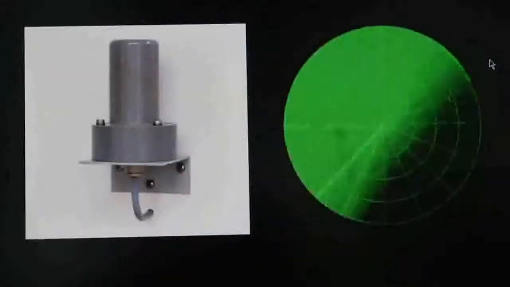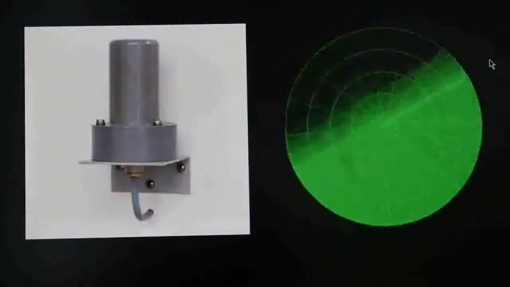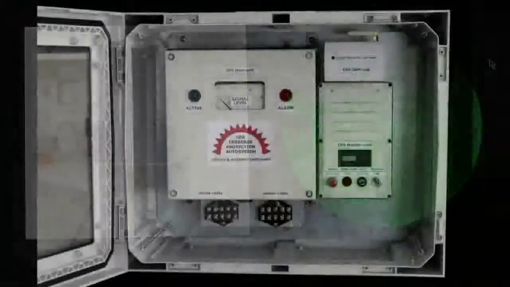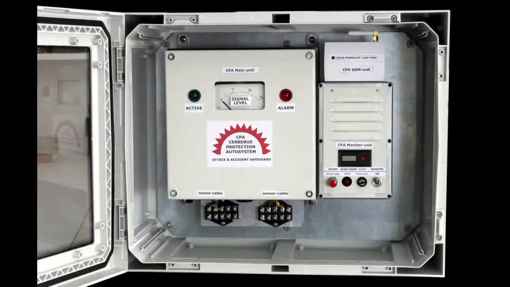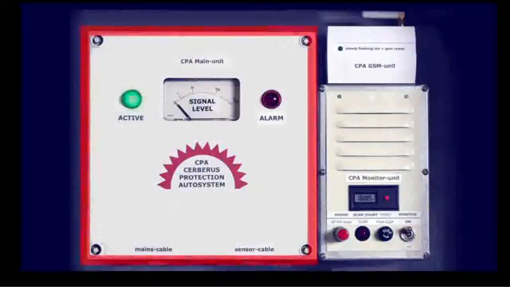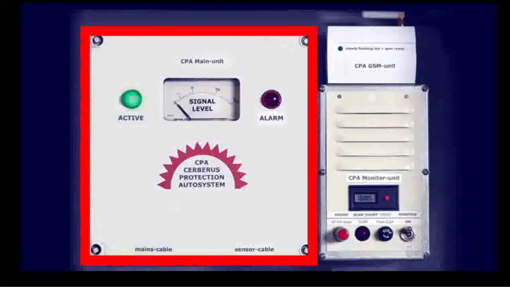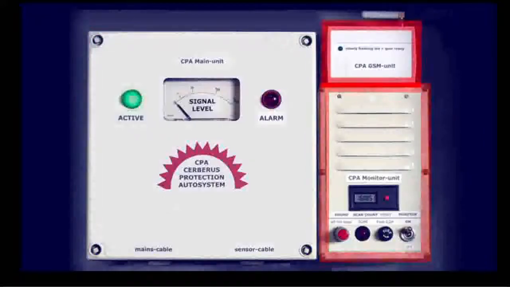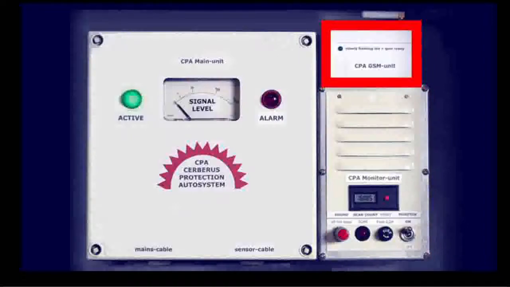The CPA system is armed and running. The CPA Sensor Module is scanning the environment. The CPA AI Central Electronic Unit itself consists of three modules: the main electronics, the monitor unit, and the GSM unit generating the cell phone connection and SMS alarm function.